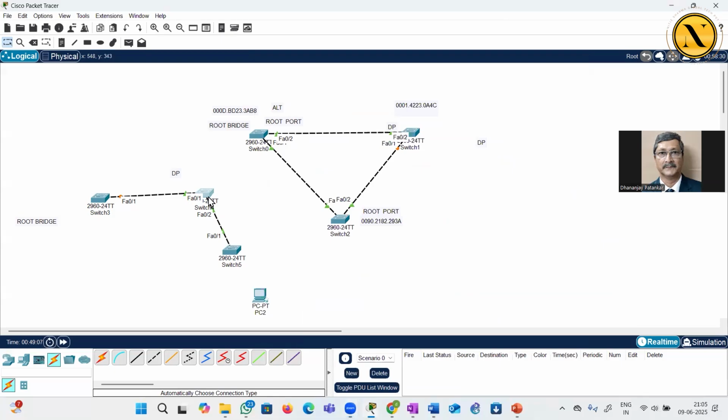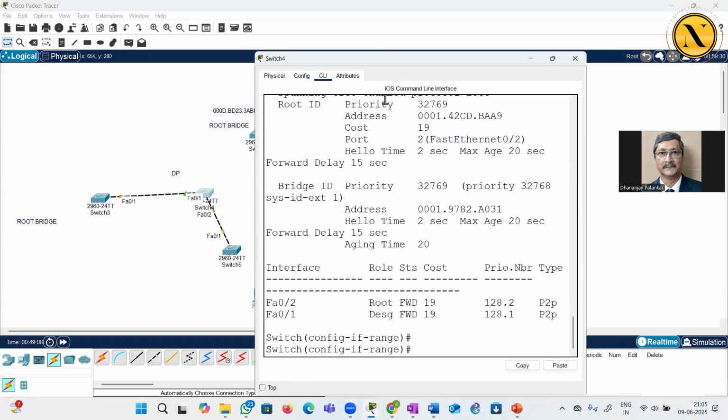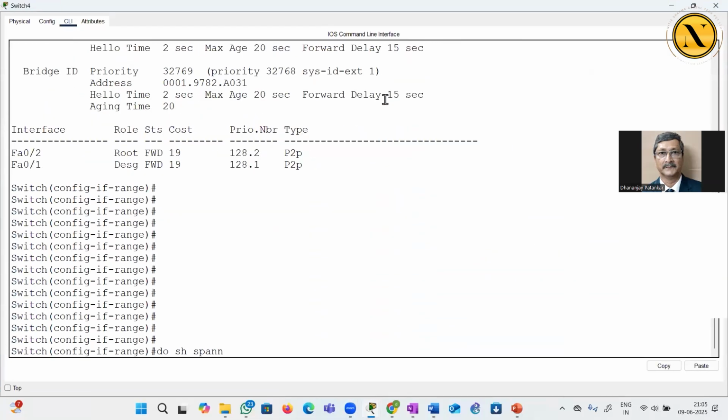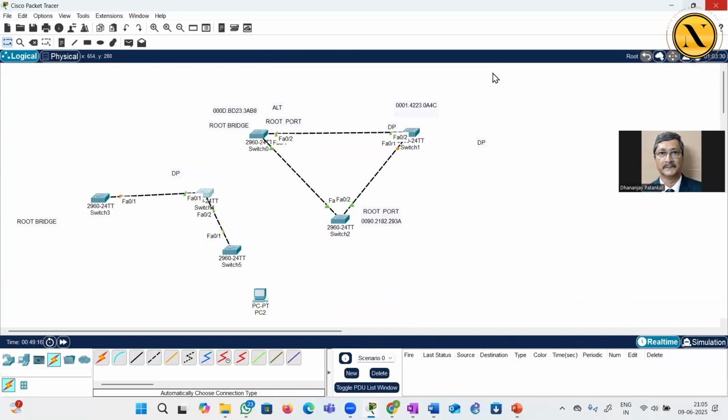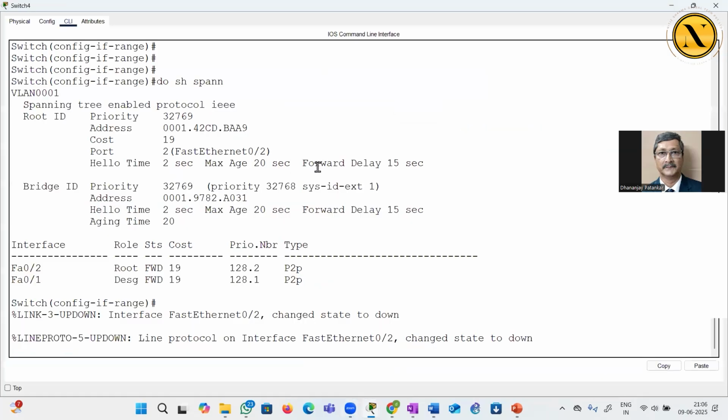Once again, check the second port. Do show spanning tree. The second port, as usual, is in the forwarding mode as a root port. Very bad, because actually a switch should not have been connected. Only a PC was supposed to be connected here. So I go under the second port and give a command.